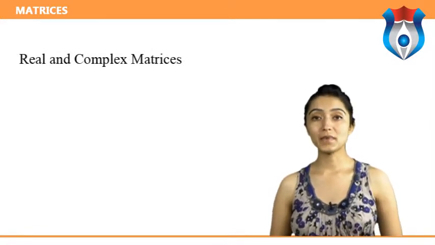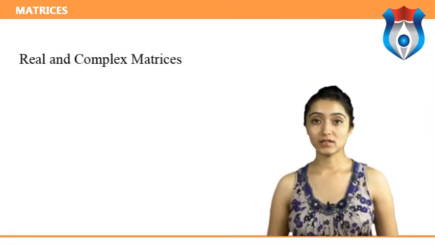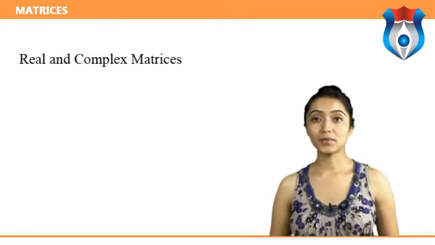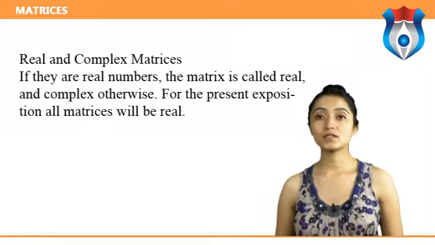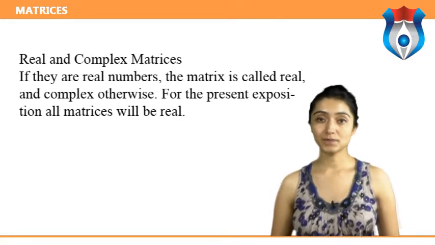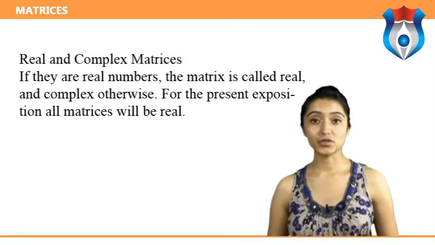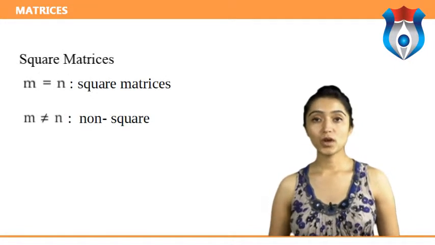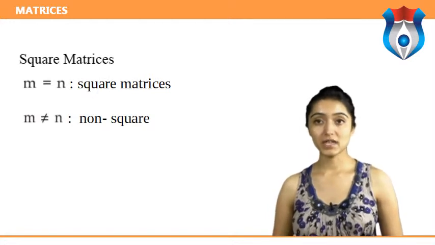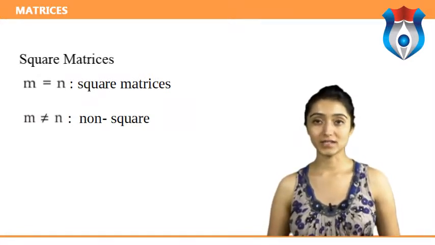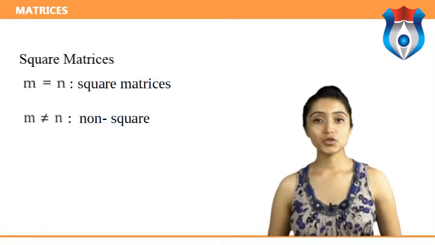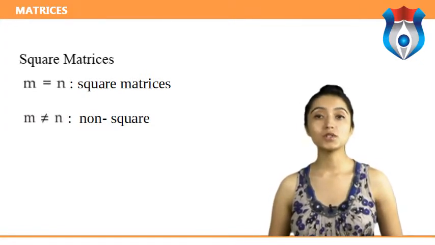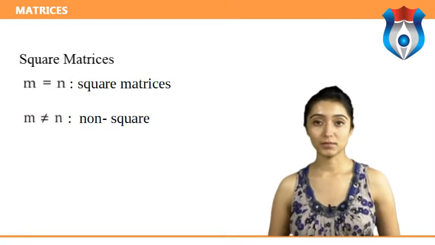Real and complex matrices: as in the case of vectors, the components of a matrix may be real or complex. If they are real numbers, the matrix is called real, and complex otherwise. For the present exposition, all matrices will be real. Square matrices: the case m equal to n is important in practical applications. Such matrices are called square matrices of order n. Matrices for which m is not equal to n are called non-square.